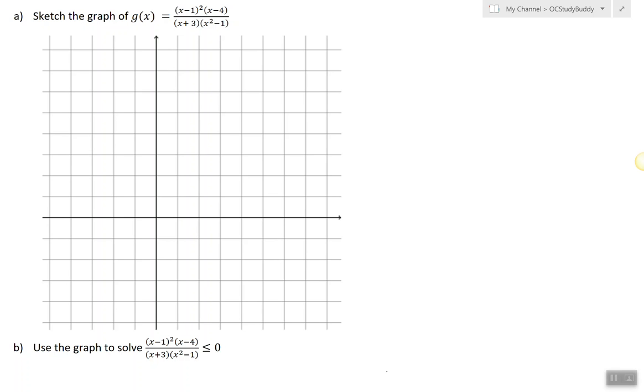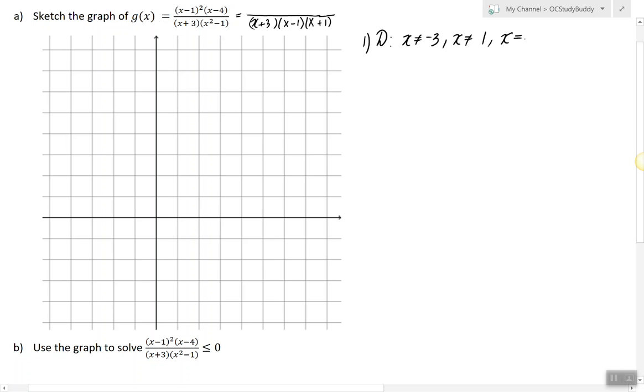In this video, I will show how to sketch the graph of a rational function and use it to solve the inequality. First, we start by finding the domain of the function. And domain of the function we find by factoring out the denominator. So x squared minus 1 can be factored into x minus 1, x plus 1. And from here we see right away that x is not equal to -3, x is not equal to 1, and x is not equal to -1.